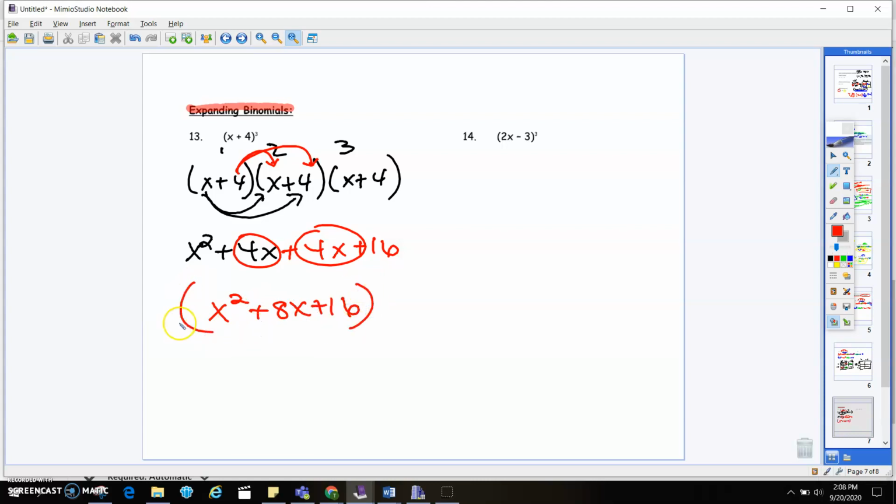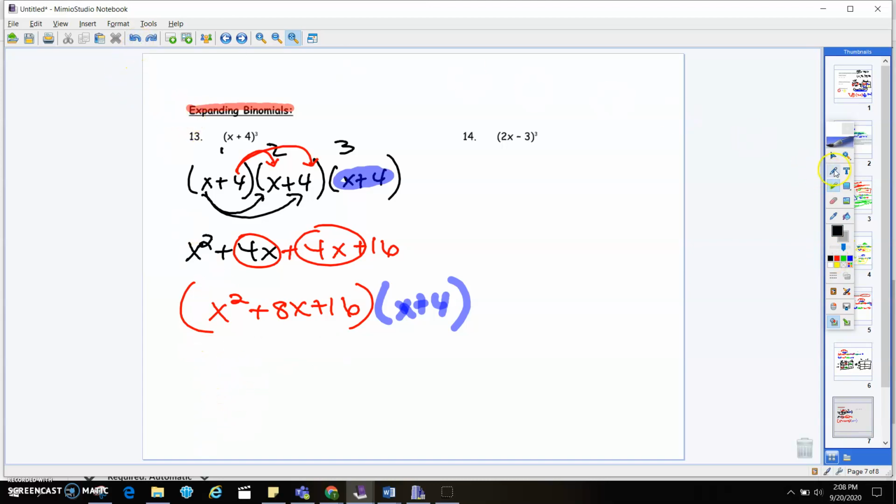Now, I'm going to take this whole thing I just got from taking these 2 binomials and multiplying them together, and multiply it by this x plus 4 right here. So again, I'm taking this x plus 4 that I haven't done anything with, and I'm going to bring him down here and multiply him. Okay, so you can use the box method on this one, or you can use the FOIL method. I'm going to use the box because I've already done the FOIL.